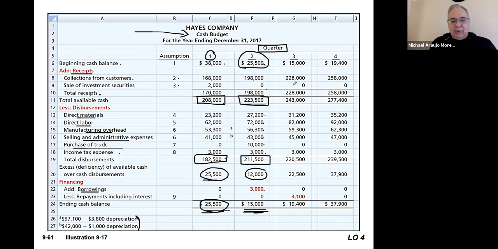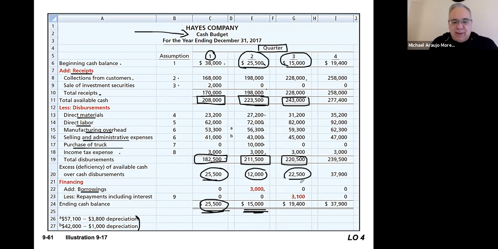This $15,000 at the end of the second quarter begins your beginning balance in the third quarter, adding in what you're going to be collecting from customers, totaling those two up. Again, listing all the cash you need to take care of all of your expenses from your budget. Means you're going to need $220,000 in cash. We're going to leave you with $22,500 more than what you need.